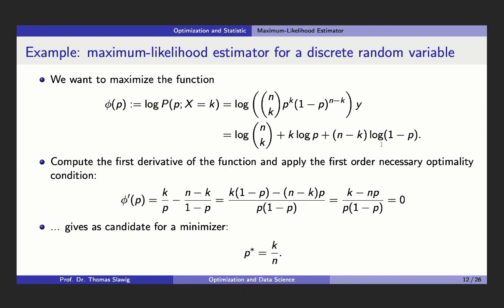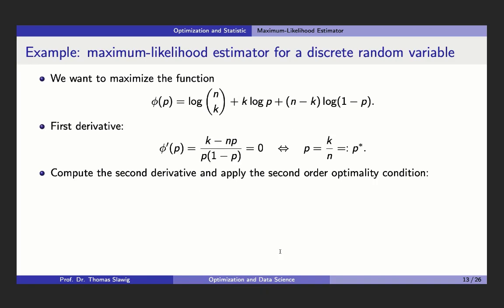Okay, I hope you did this. It's not very difficult. The first term does not depend on p, and for the other one, the derivative of the logarithm is just 1 over p. Then we have these two terms, can compute this and get this relation equal to 0. This is the first order necessary condition, and this gives as a candidate for a maximizer p star equals k over n.